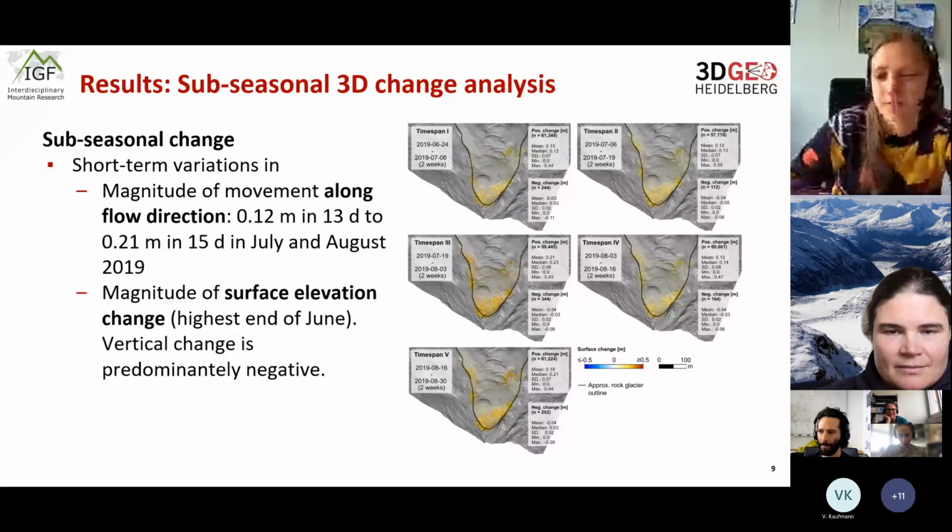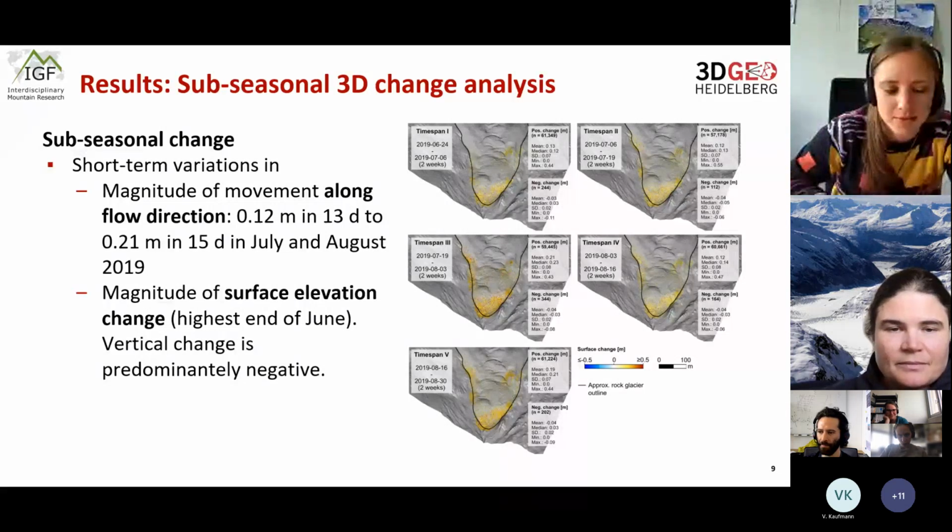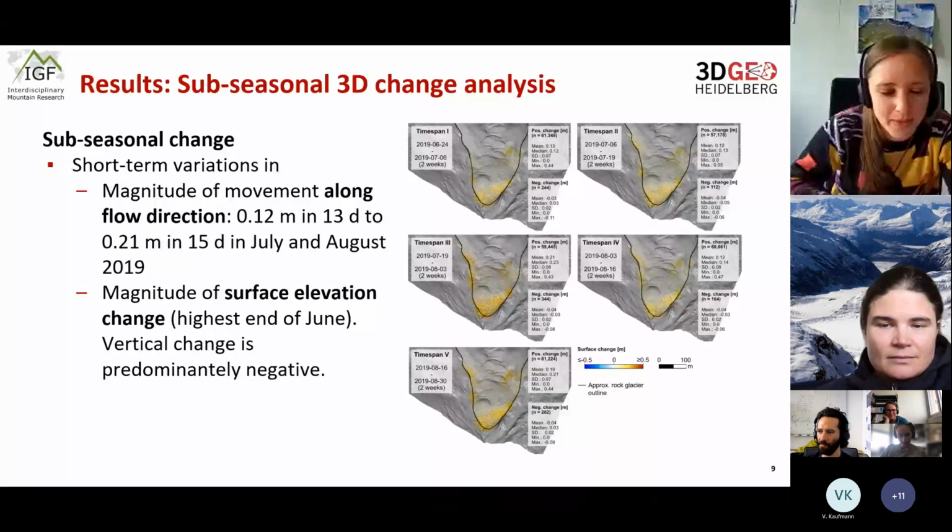Yeah, so the reason why we stopped in August was that there was a snowfall event, and then I think up until the end of September the whole rock glacier was covered by snow, which makes it very hard for us to monitor it with the methods that we applied.